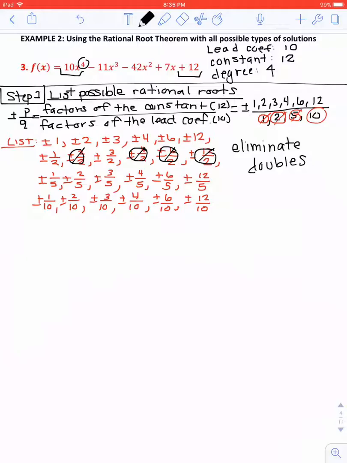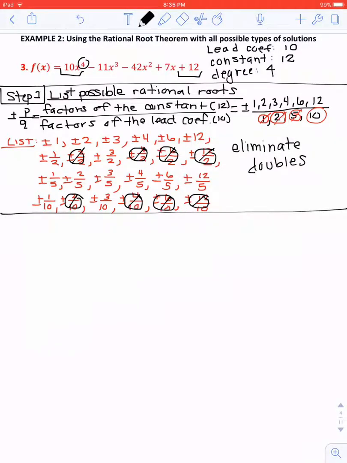So we just want to double check the tenths. 1/10, nope. 2/10, oh, that reduces down to 1/5. So it usually reduces down to the row above it. 3/10 does not. 4/10 does reduce down to 2/5. 6/10 reduces down to 3/5, so that's represented. And 12/10, that represents 1 and 2/10, so 1 and 1/5. Oh, which is the same as 6/5. So that also. So at least it takes some of them out for us.